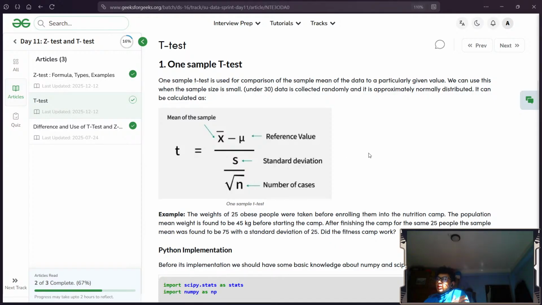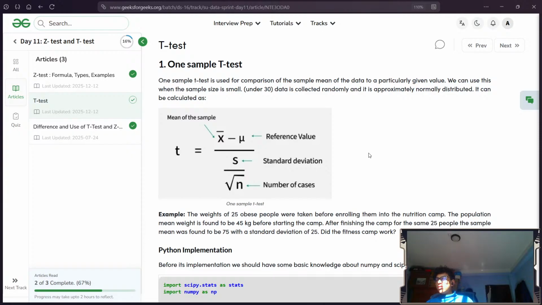Okay, one sample t-test. One sample t-test is used for comparison of the sample mean of the data to a particularly given value. We can use this when the sample size is small, under 30, data is collected randomly and it is approximately normally distributed. It can be calculated as x mean minus population mean by standard deviation by root of number of cases.